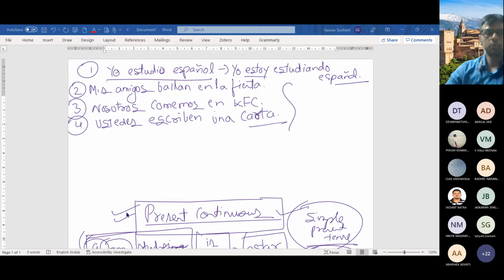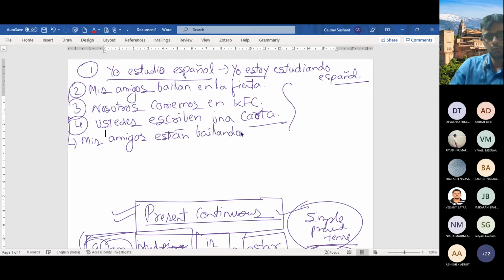Priya Reddy, can you tell me the answer for the sum number 2? Yes, sir. So, mis amigos, will it be están? Before the mis amigos están. Since bailan would be bailar, AR, it'll become bailando. Very good. And la fiesta.